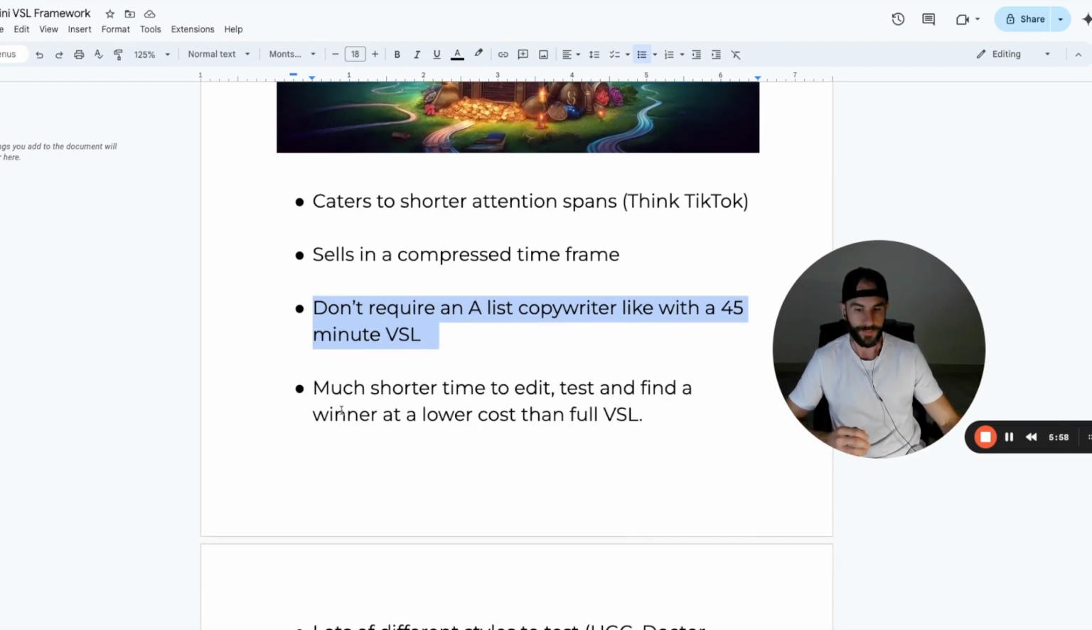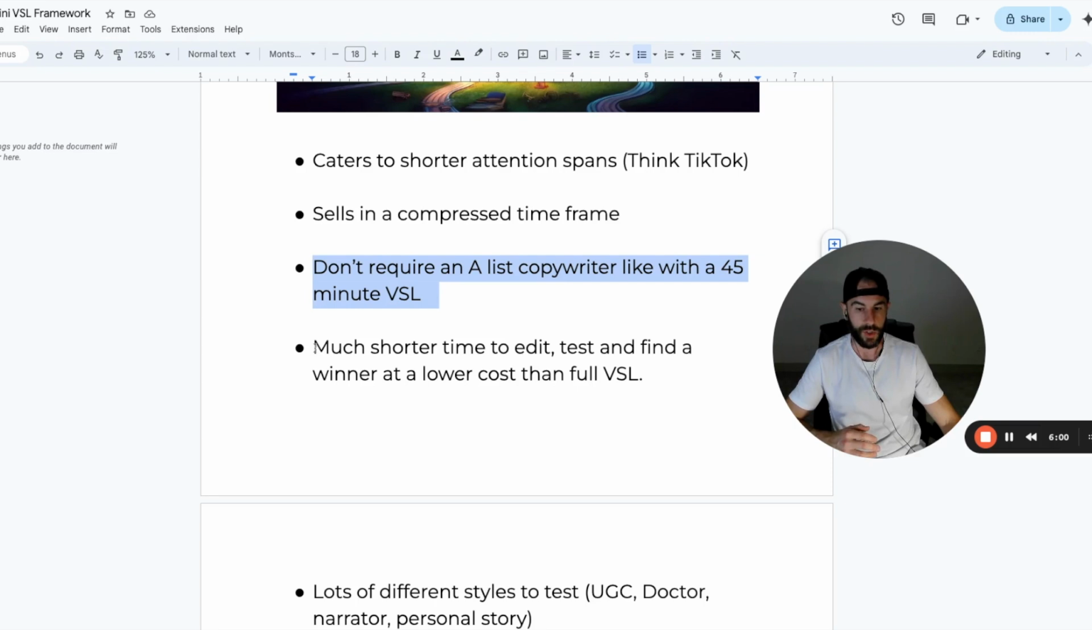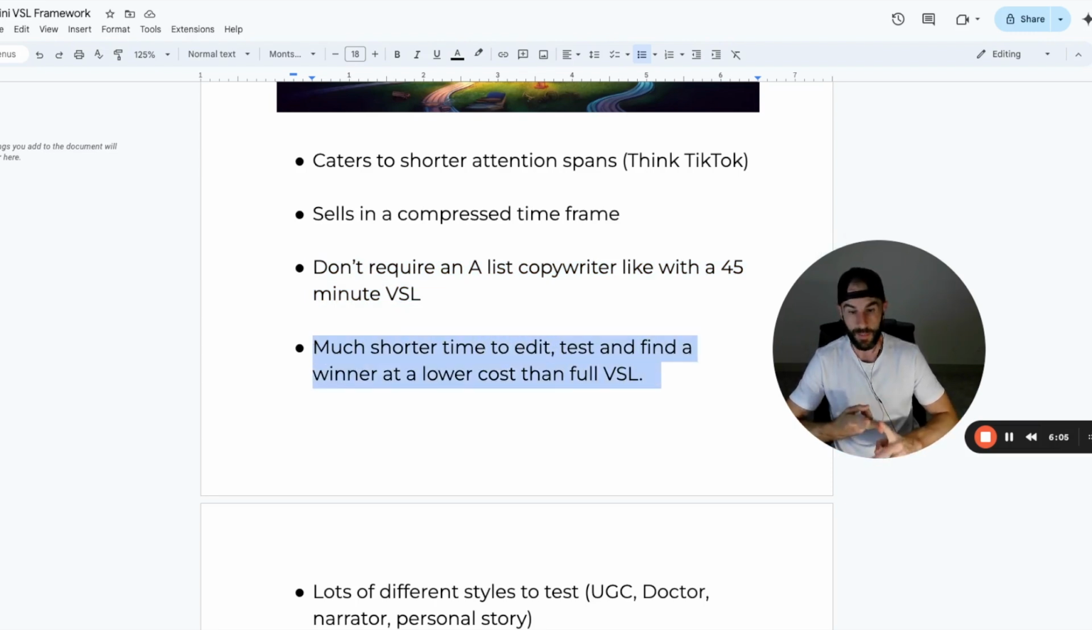And also, a lot of e-com supplement companies are adopting these because they are much shorter to edit. You can test them much quicker, and you can find a winner that scales at a much lower cost than a full-blown VSL. To have a full-blown video sales letter that's 45 or 60 minutes scripted and written by an A-list copywriter, then recorded and edited, can cost somewhere between $25,000 and $40,000. That's a lot of cash for an e-com supplement company.